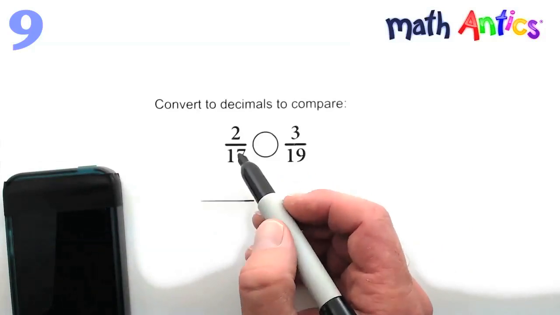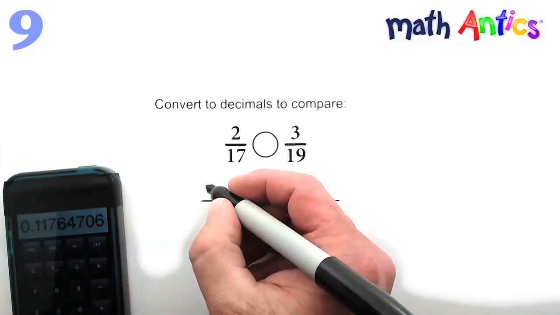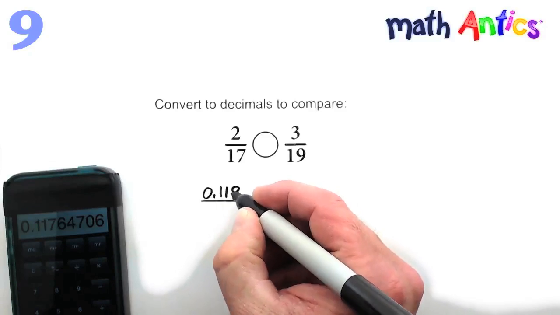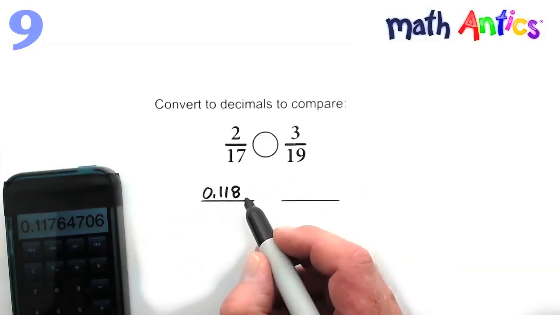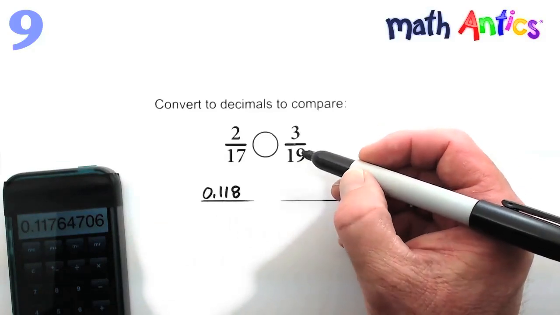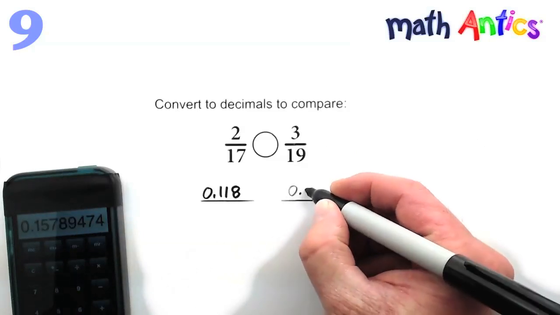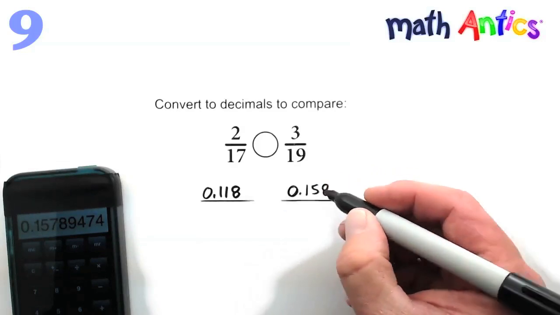So let's start with 2 over 17. 2 divided by 17 would give us 0.11, and we can round off to 8 because the decimal continues on, 0.1176. But we'll just round off to 0.118 for this side. For over here, we'll do 3 divided by 19. 3 divided by 19 gives us 0.15, and we'll round off to 8.